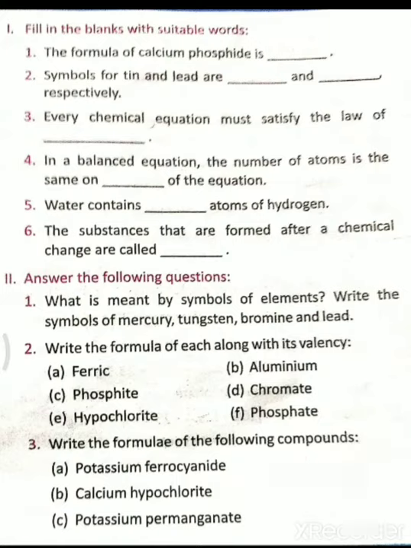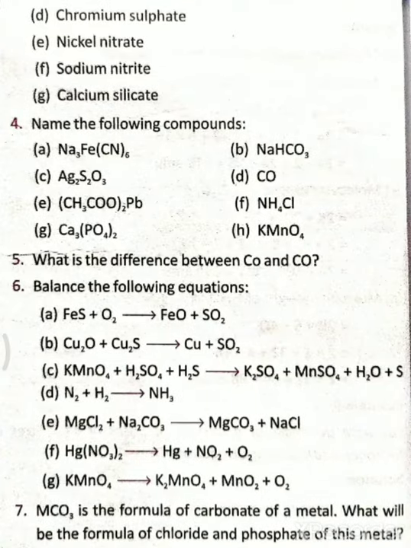Then potassium permanganate. If you follow that process, you will get the formula KMnO4. Potassium permanganate is KMnO4. Then next, chromium sulfate. For the remaining, follow the same process and try to get the formula. The first 3 I have done for you, the remaining 4 you will do yourself.